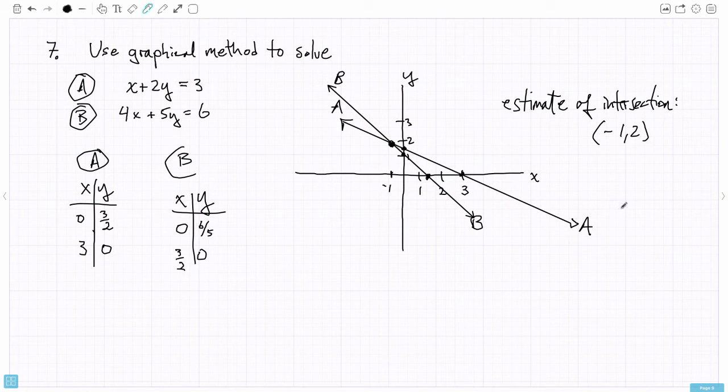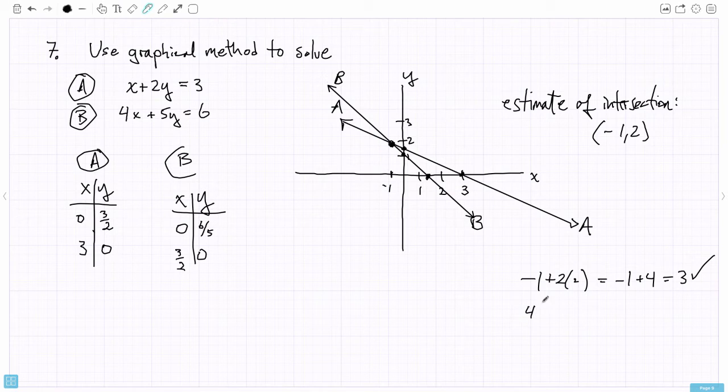What I could do now to confirm this is either actually plug it in for x and y in both equations and see if in fact it actually works, or I could solve it algebraically and get the answer that way. I think the one that's the less work is to actually plug it in and see if it works. If I plugged in -1, 2 to equation A, I have -1 plus 2 times 2, which is -1 plus 4, and that's 3, so that looks pretty good. It doesn't guarantee until I've made sure that it worked in both of them.